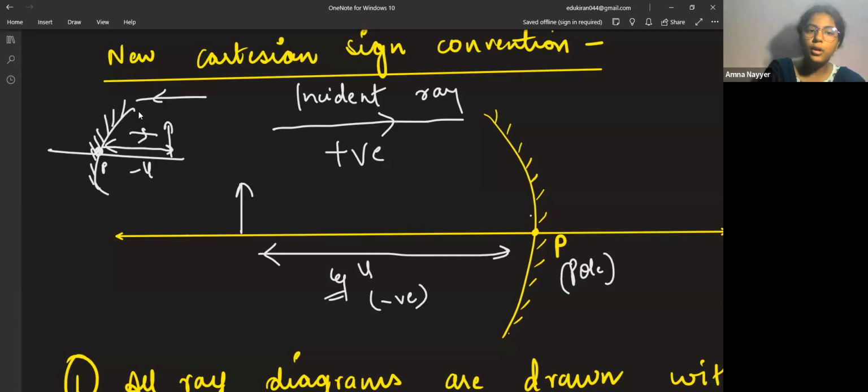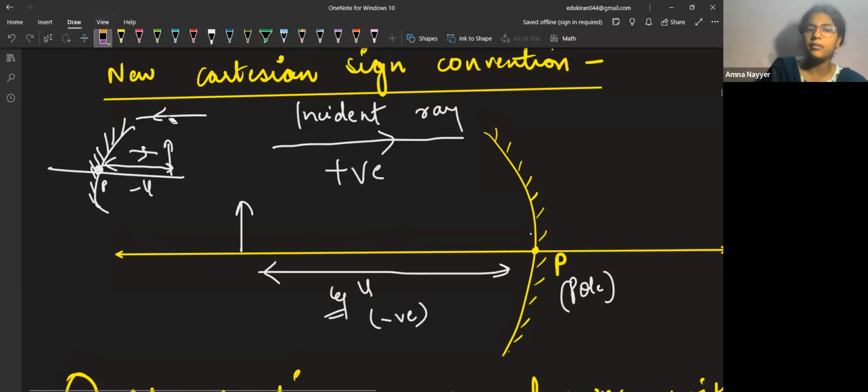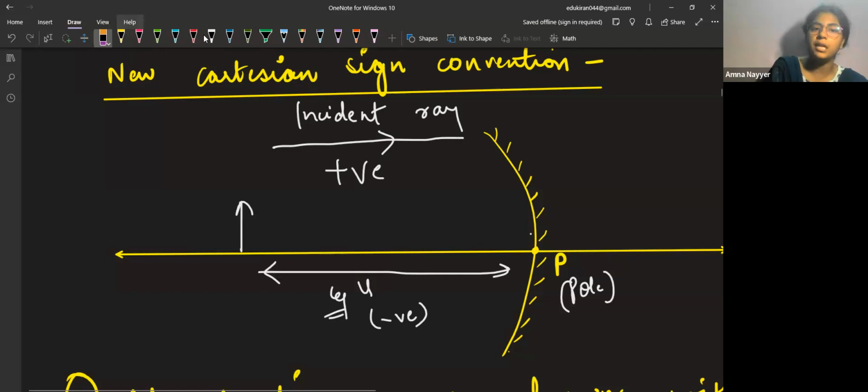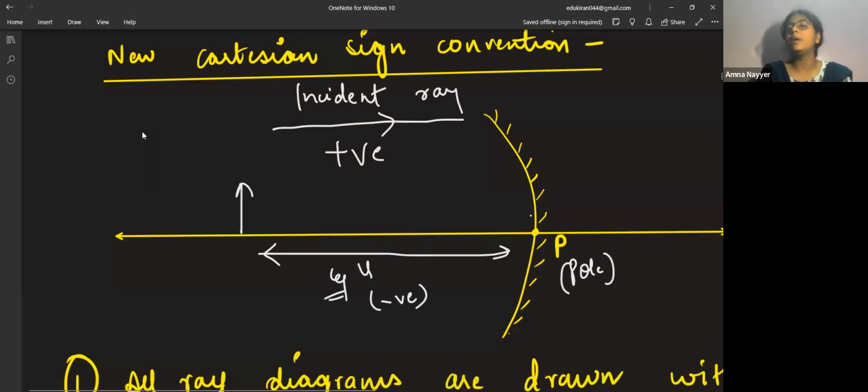All right. So anything, that's why I'm saying anything kept in front of the mirror negative, behind positive. That is applicable anywhere. But you should not just remember it like that. You should know the logic why we are remembering it in that order. Because ultimately it becomes an opposite direction of incident ray. So anything that is kept in front will be negative.